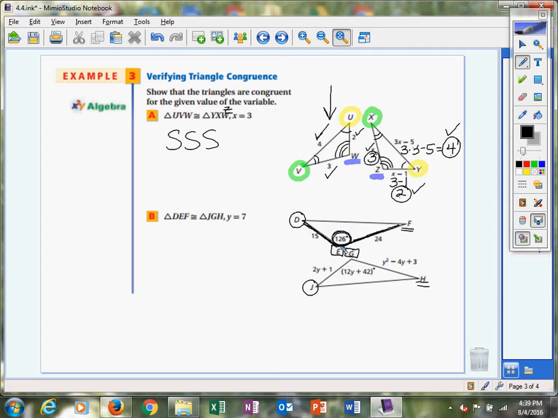2 times 7 is 14. 14 plus 1 is 15. Okay, that's great. So 15 matches up here. We've got 12 times 7 plus 42. 12 times 7, that's 84 and 42. So that's 126 degrees. So we verified that.